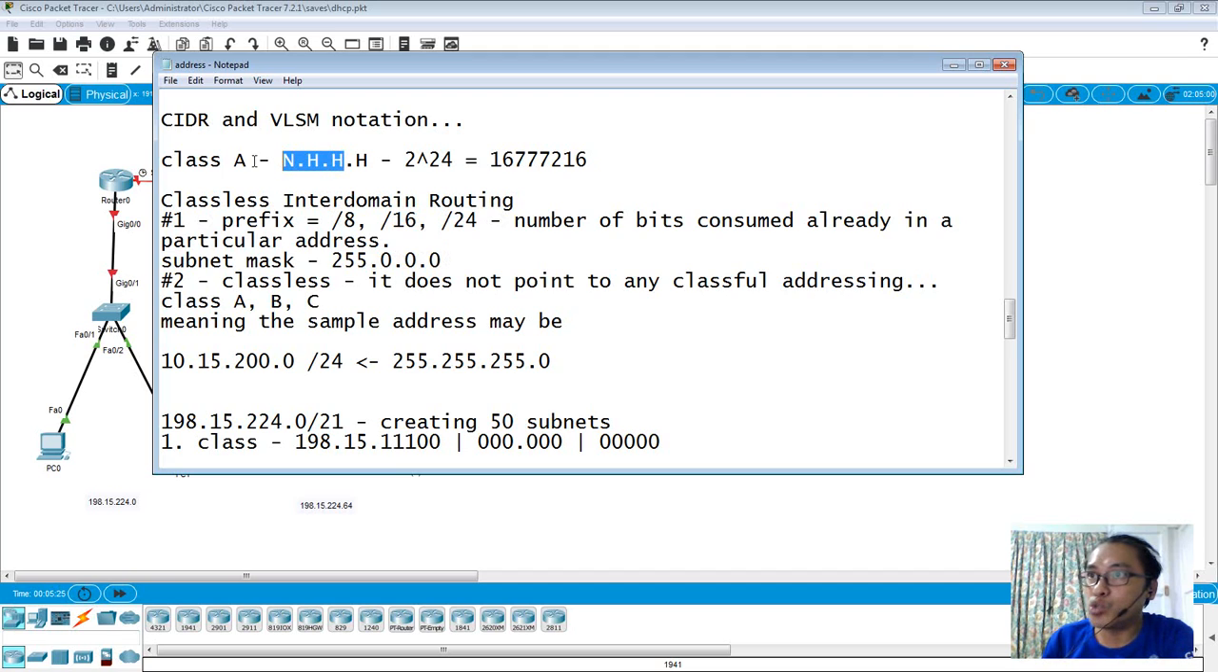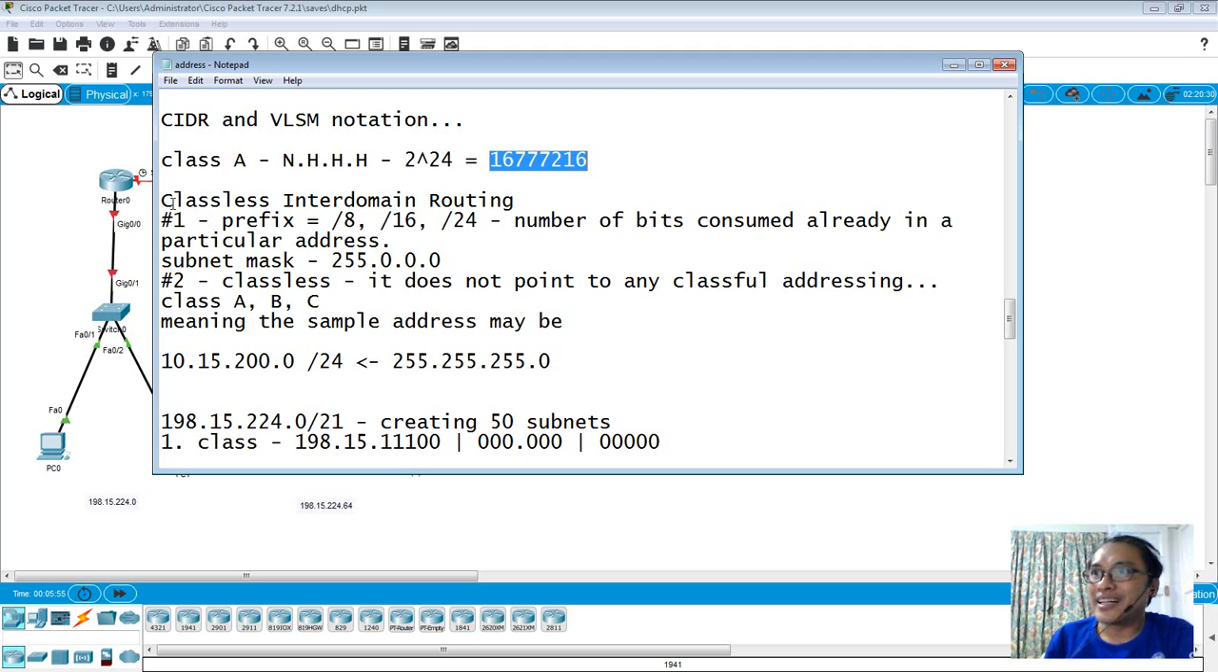In that manner we can control the number of bits that have been consumed in that particular network, rather than using one address and wasting a lot of IP addresses like class A. If you will be working on class A, only one address has 16,777,216 IP addresses, which is a lot of waste. That's why we have to perform any of the computation or notation that we need to lessen the waste of our IP addresses.